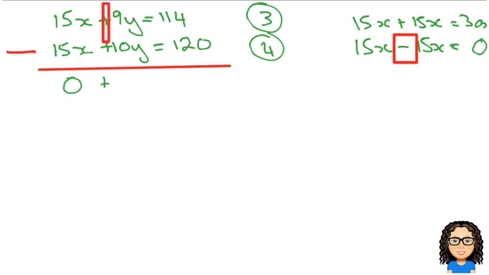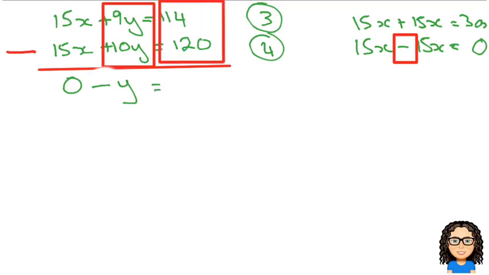Then let's match up our y's. So I've got 9y, take away 10y. So 9y, take away 10y will give me minus y. Then I'm going to do my numbers, 114, take away 120, and that's going to give me minus 6. So I'm nearly done now. So I've got minus y equals minus 6.